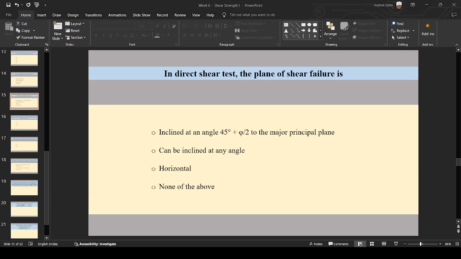In direct shear test, the plane of shear failure is inclined at an angle of 45 plus phi by 2 to the major principal plane, can be inclined at any angle, horizontal, or none of the above. These are the four options. Next question.